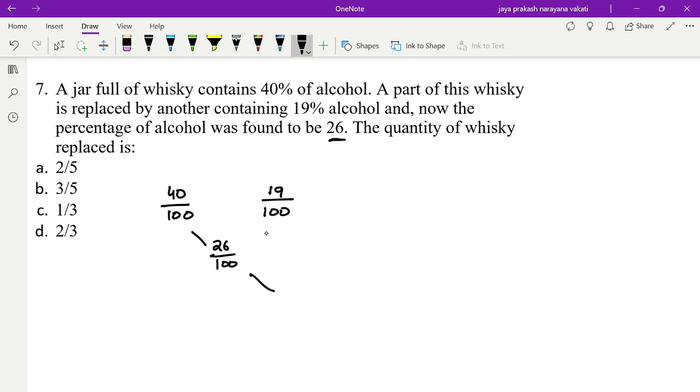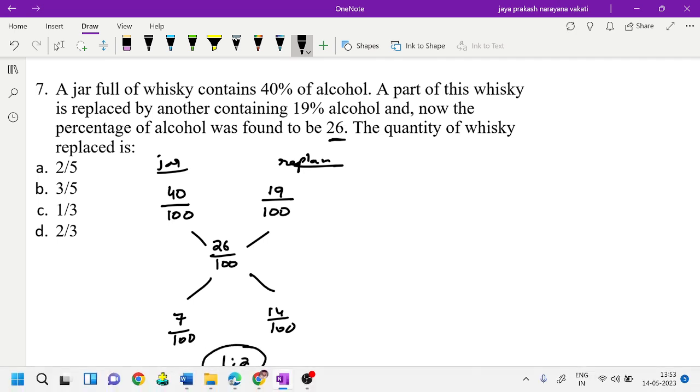So take differences, guys. This is the initial jar, and this is replaced by 19% alcohol. So what is the difference between 26 and 19? Which is 7 out of 100. And 40 and 26 difference is 14 out of 100. And the ratio 7 is to 14, you will be getting 1 is to 2 ratio. That's it. So that means the initial jar should be one part and the replaced value is two parts.